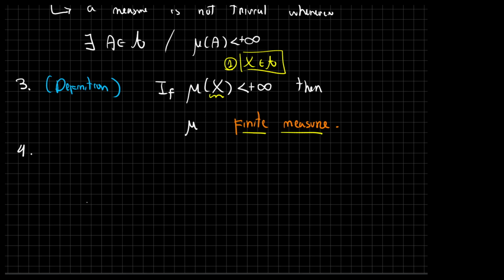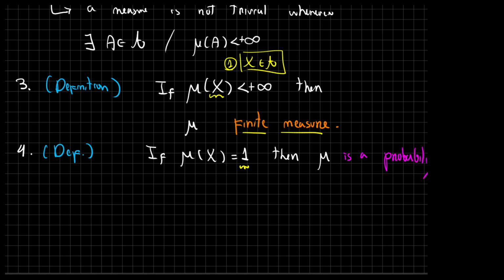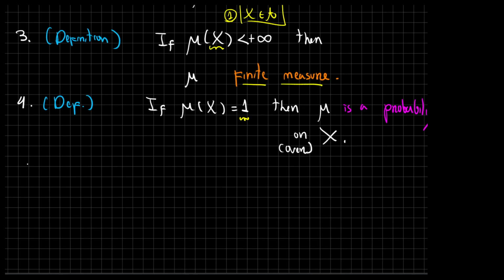The fourth remark is, once again, a definition: if the measure of the space is equal to 1, i.e. this is a finite measure, in particular with this value being 1, then we say that mu is a probability on, or over, X. So this is another definition.